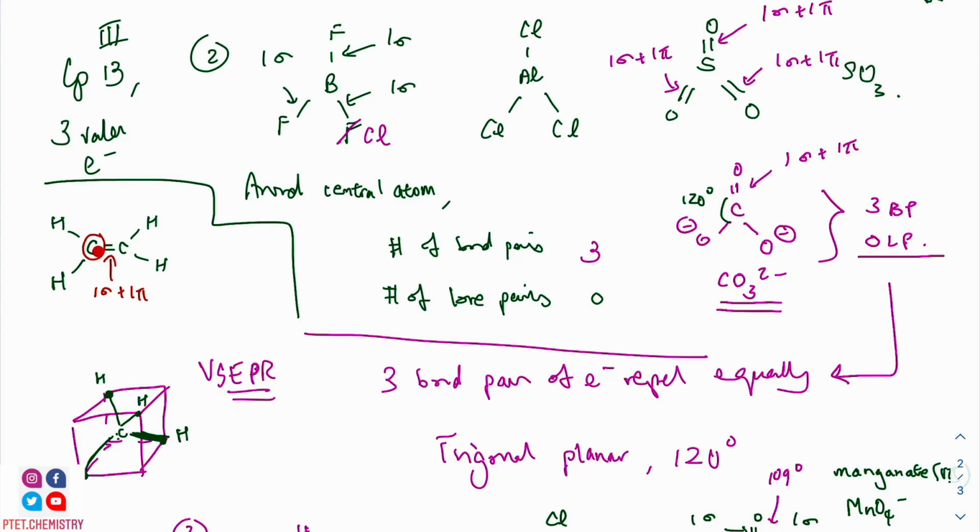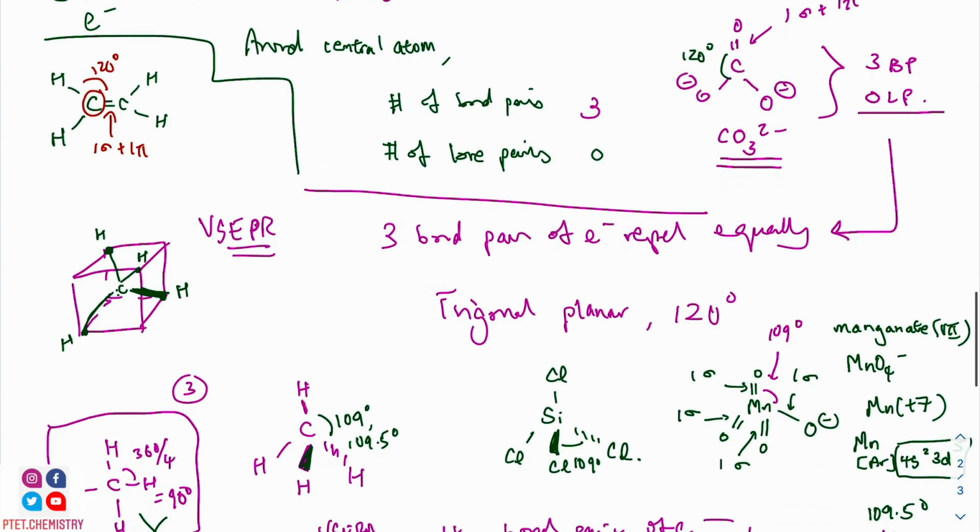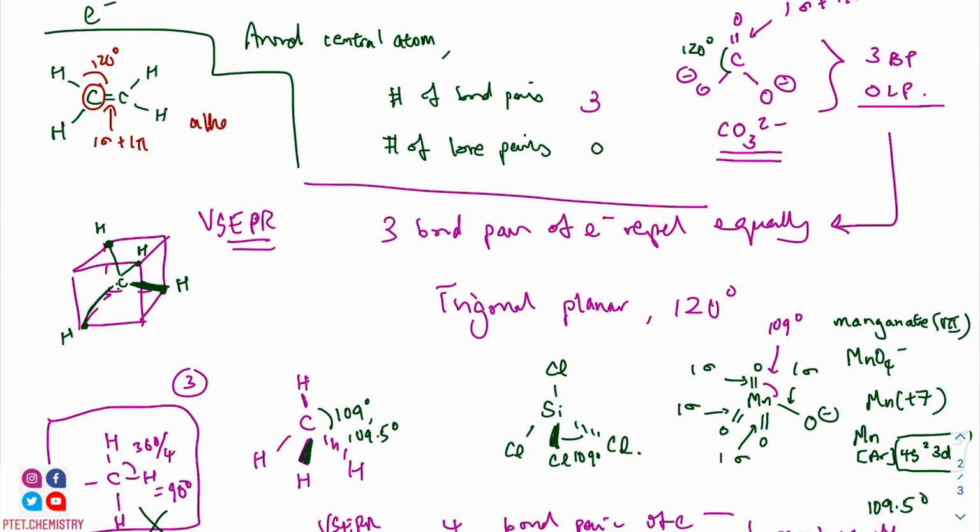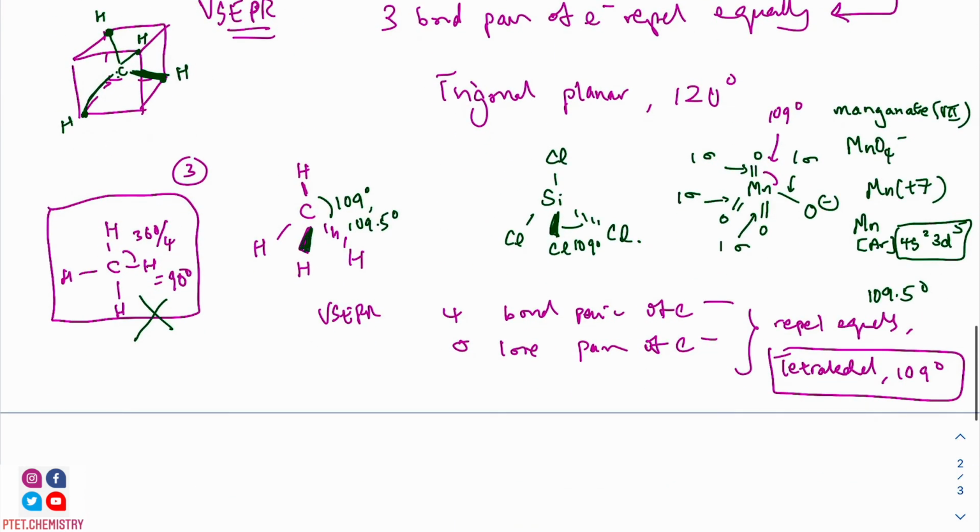I'm going to look at here. So there is 1 sigma, 2 sigma, 3 sigma around this carbon. This carbon has used 1, 2, 3, 4 for bonding, okay, including 1 for the pi bond. So it's going to be 3 bond pairs repelling equally around this carbon with 0 lone pair. Therefore, trigonal planar, 120 degrees. I'll talk more about this in the hybridization topic. That is your alkene chemistry. Very, very important.